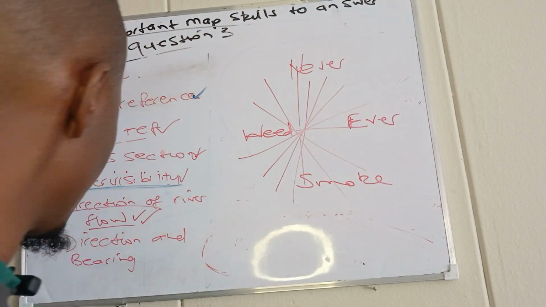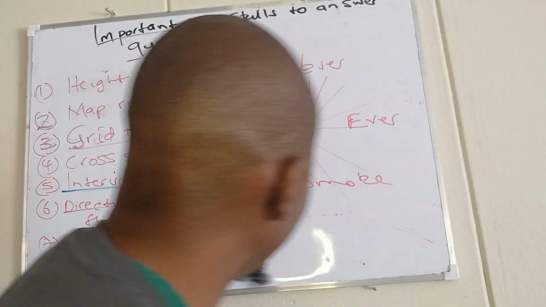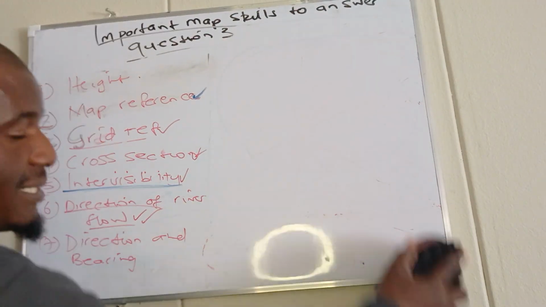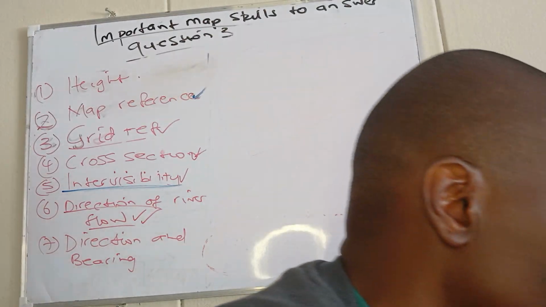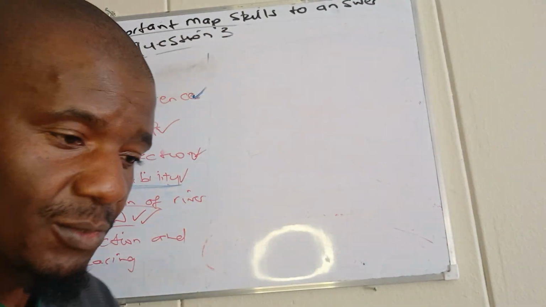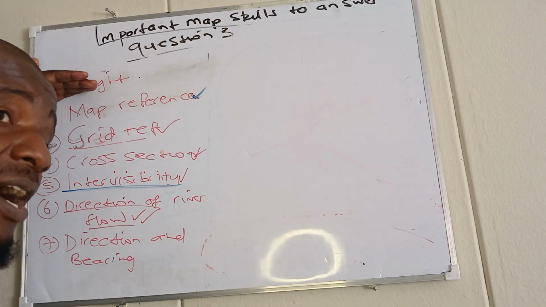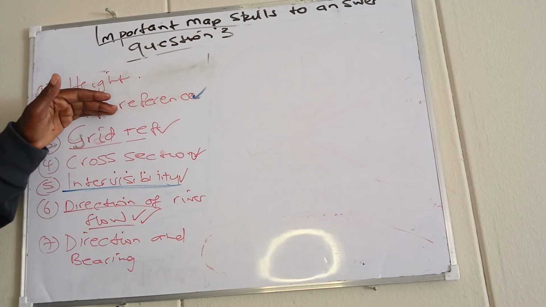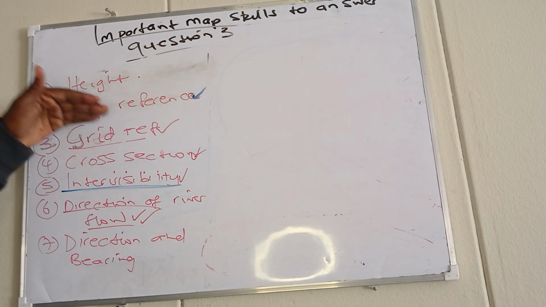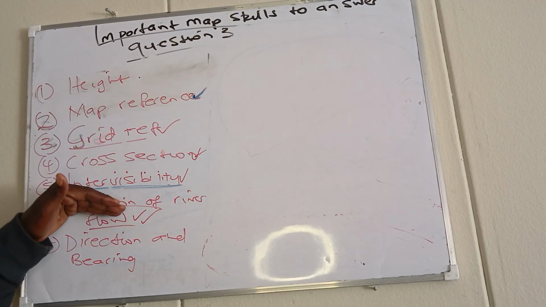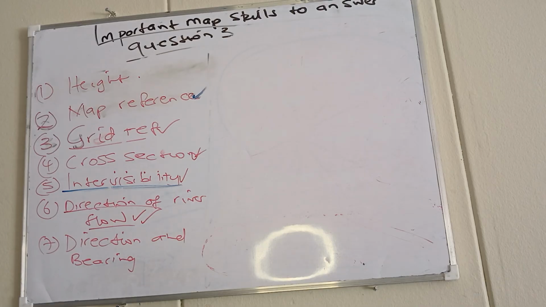I also demonstrated that. Then your bearing, we are talking about your true bearing. We're talking about your magnetic declination. We are also talking about your magnetic bearing. So all in all, you must be able to do these map skills in order to answer your question 3. You must be able to determine your height, your map reference, your grid reference, your cross-section, your intervisibility, direction of the river flow, and direction of bearing. These are the 7 basic skills that you need in order to answer your question number 3.